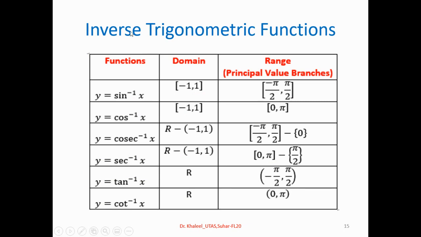Means we have 6 inverse trigonometric functions. They are y is equal to sine inverse x or y is equal to arc sine x, and cos inverse x, like that. We have 6. This is the domain and this is the range, and we have already studied what we mean by domain and range in the definition of the function. So we have 6 trigonometric functions. Correspondingly, we have 6 inverse trigonometric functions.